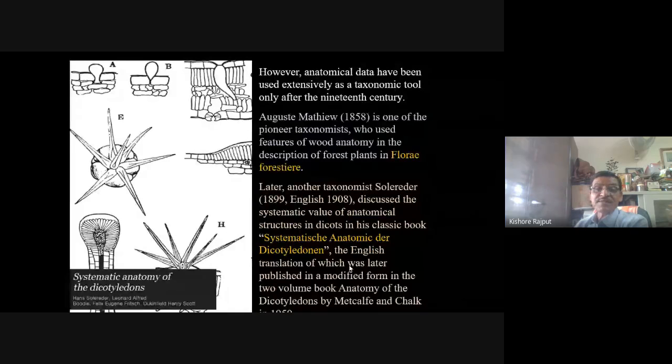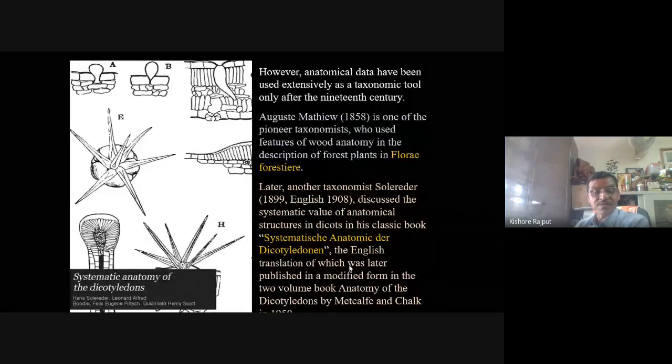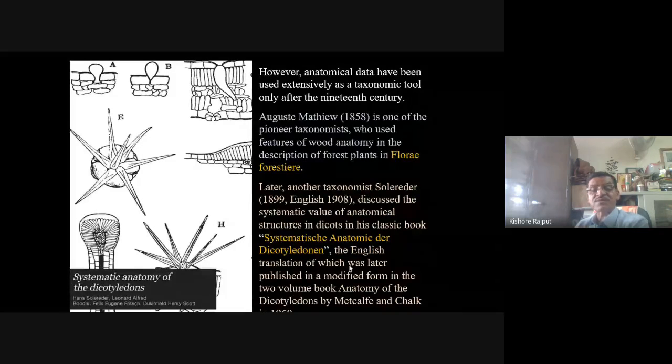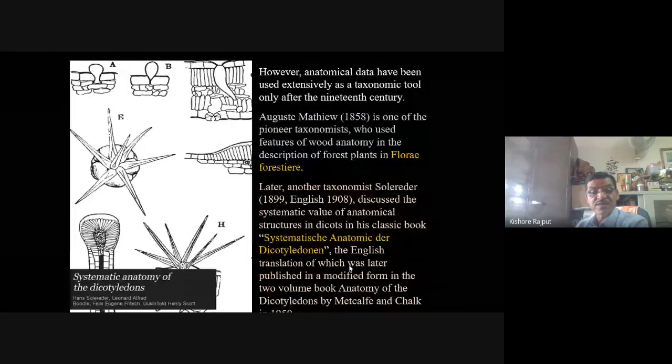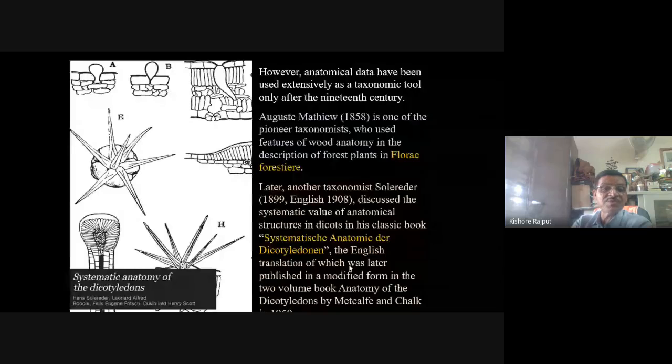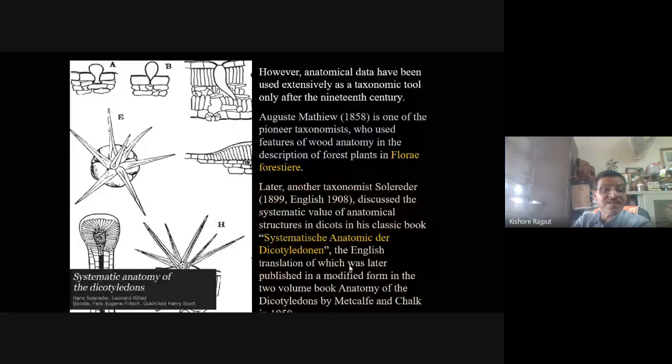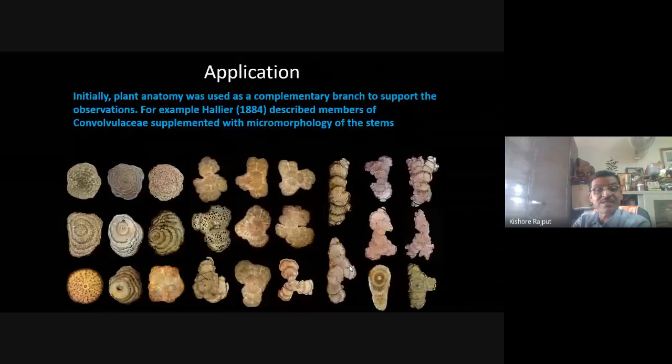Now if you see overall, initially this anatomical data was used extensively as a taxonomic tool, only from the taxonomic point of view. Then the major credit within this goes to August Matthews, and Solereder's work is there. That is an important contribution, maybe the oldest. And if you look at these books, most of the things you will find are hand drawings only. Here also I have displayed the title page of the book itself. The diagrams were very accurate, but that is maybe the older anatomy.